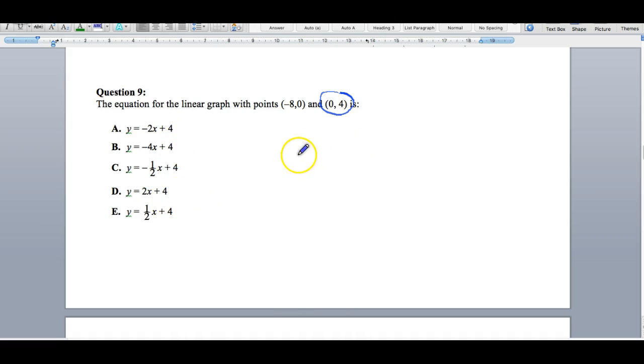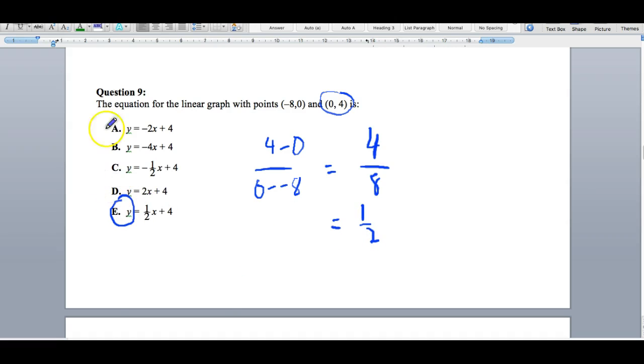So the next thing I do is probably just calculate the gradient. We had the gradient formula up before. I'm just going to do it here. So 4 minus 0 over 0 minus -8. So we have 4 over +8, which gives you a half. So the one with a positive half is E.